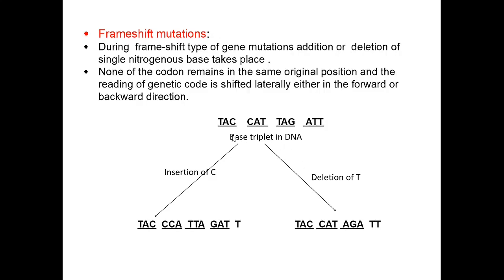Similarly, when one nitrogen base, thymine, is deleted from this chain, at this position TACCAT, now this T is deleted, it becomes AGA, AGA and TT. So as the genetic code triplet changes, the amino acid as well as the protein also changes. So this is the frame shift mutation.